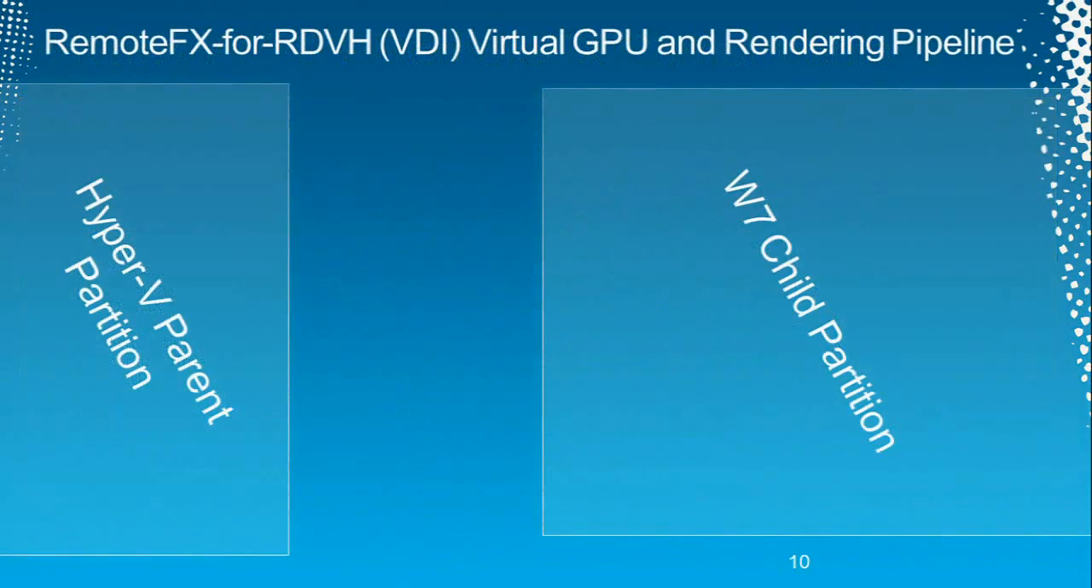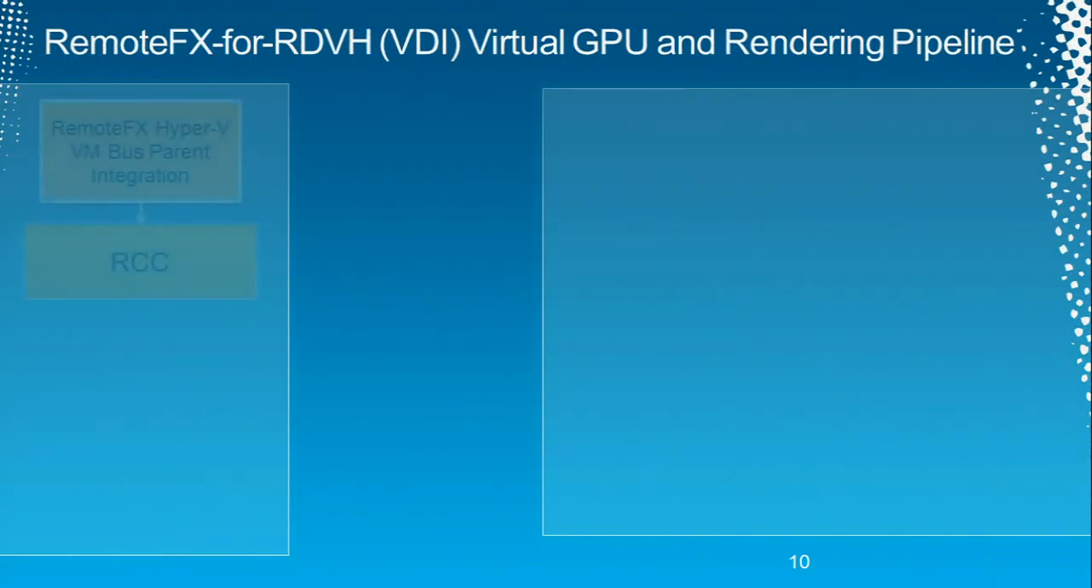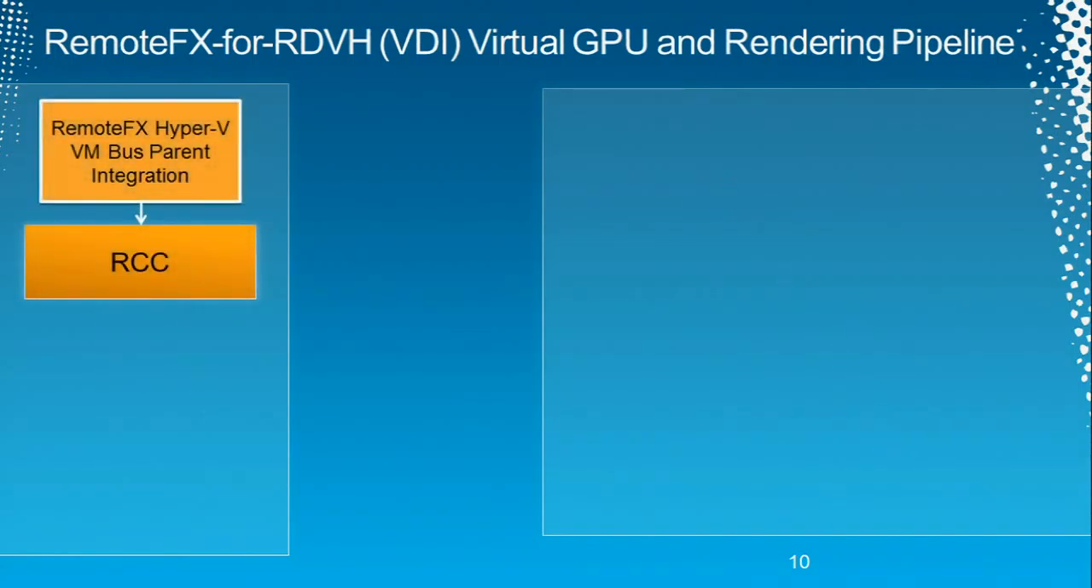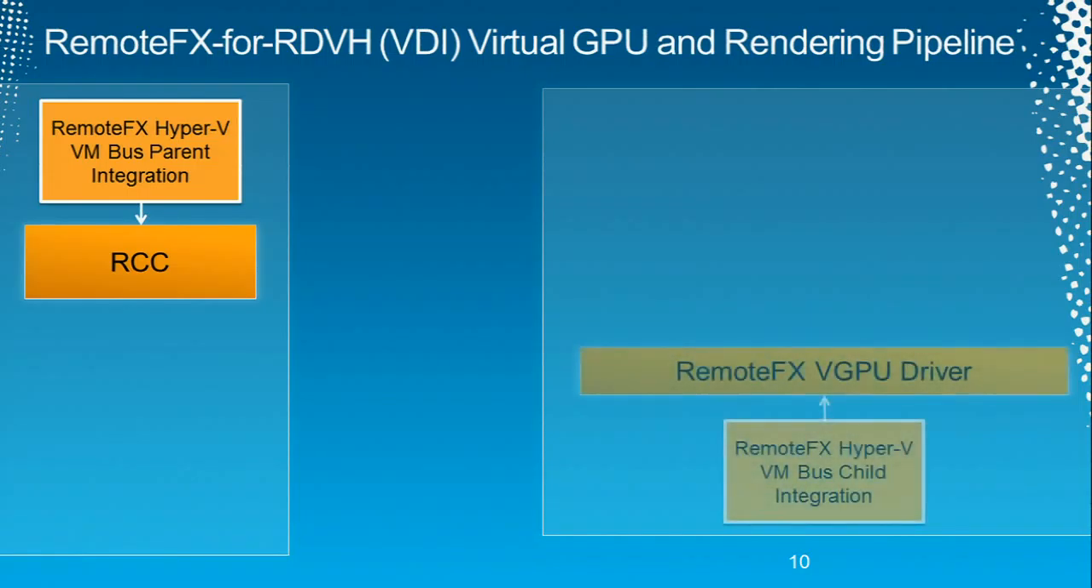Okay, so I have the virtual GPU. I'm going to break this down into more detail. To set it up, I have the Hyper-V parent partition, and then I have the guest partition as a child. So I have the plumbing pieces here. I talked about the VM bus, and I talked about the Hyper-V transport layer. So there's integration on the host side, which is what we see on the left, and that talks to RCC. And similarly you have a component in the guest, which is our virtual GPU driver, which integrates with this transport, and it does the child integration that way.